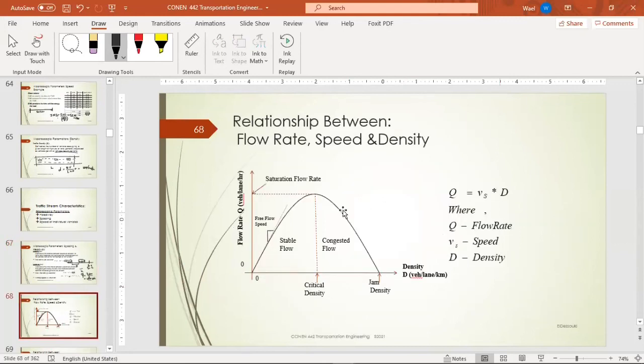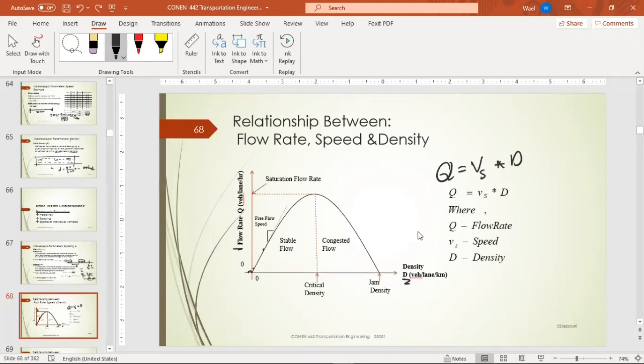Okay. So now we will discuss the relationship between flow rate, speed, and density. If we consider this is the flow rate and this is the density, when we don't have that much traffic on the highway, the flow is almost zero and the density is almost zero. When the flow starts increasing, the density increases, the flow increases. By the way, Q equals VS times D, the speed of the flow multiplied with the density. That means at this point, if you take a tangent, that's going to be the free flow speed.